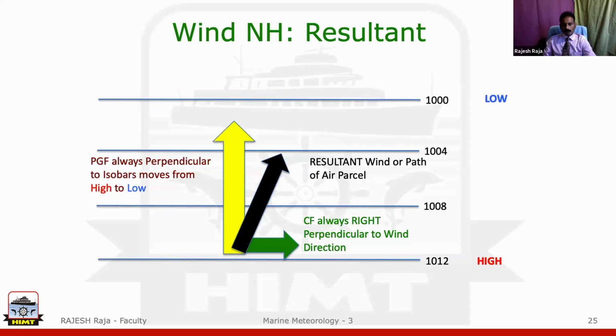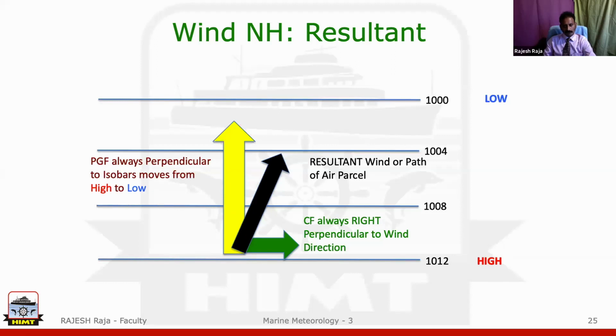Okay. Now look at what is happening as a resultant wind. Now PGF was there, Coriolis force was there, two different forces. So I will get a resultant. So this resultant is shown as the black. Now this is what will be finally the motion of the wind.